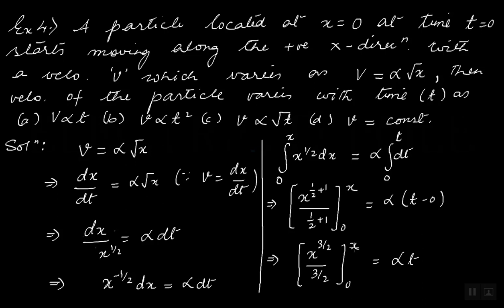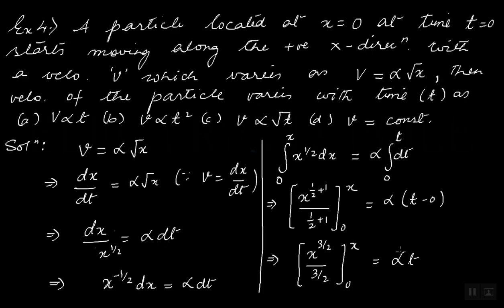So now what do we do? Instead of this x, we'll put in the limits, with the minus 0. So on the left hand side, it will simply be this value only, x to the power 3 by 2 divided by 3 by 2 is equal to alpha t. Got it? So here we want to find the time, right? Let us find the value of root x, because we wanted to find this so that we will get the expression for velocity.